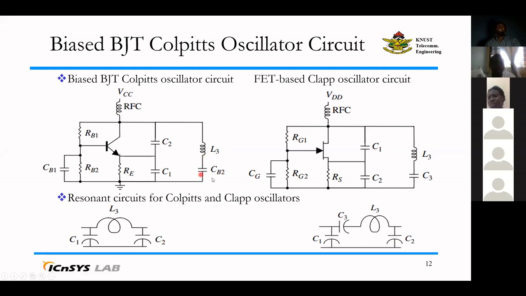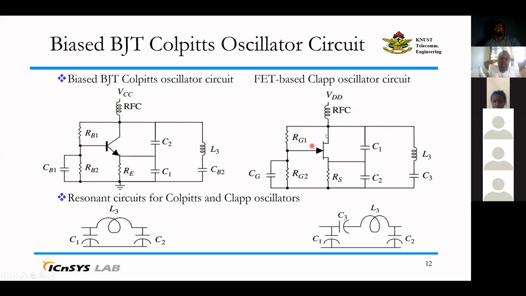That is why you have CB2 here, in addition to CB1, which we explained for the case of the Hartley oscillator. Now, the purpose of CB2, as I said, is just to block the DC coming through the output and nothing else. The resonant frequency is still satisfied by C1, C2, and L3 only.